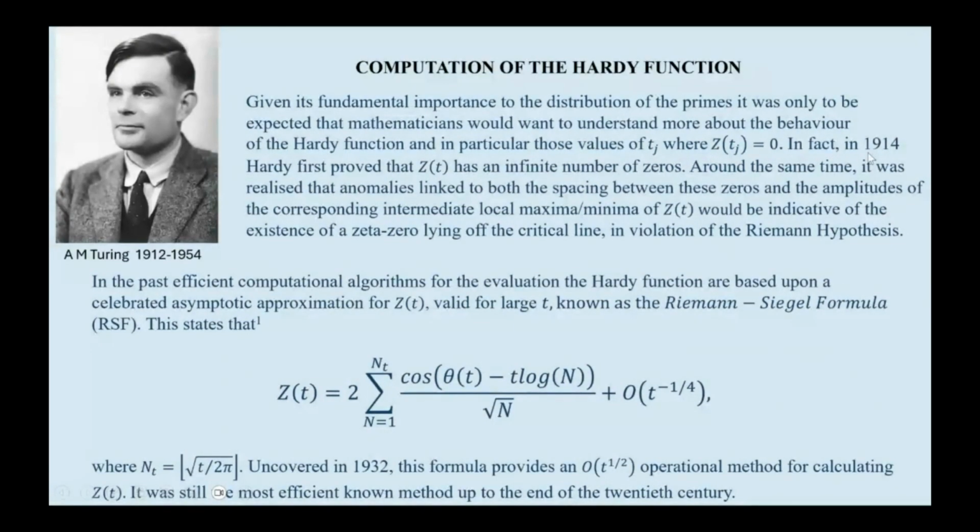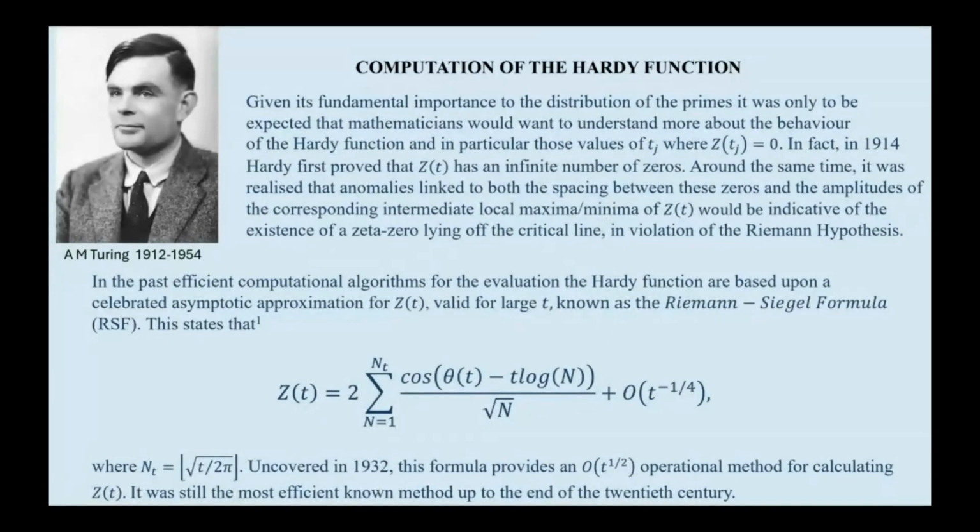Back in 1914, Hardy was the first to prove that Z(t) has an infinite number of zeros. So there are an infinite number of t values that make Z equal to 0. At the same time, the spacing between the zeros and the amplitude of the corresponding local maxima and minima of Z(t) would be indicative of possibly a zeta zero lying off the critical line, in violation of the Riemann hypothesis. So you can study the maxima and minima and get indications that maybe there's a zero that is not in the right place.